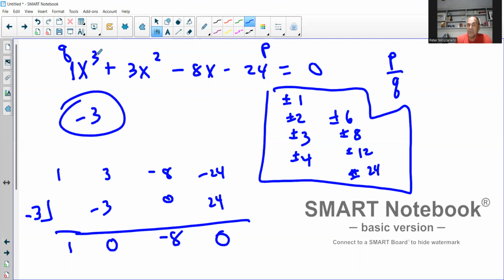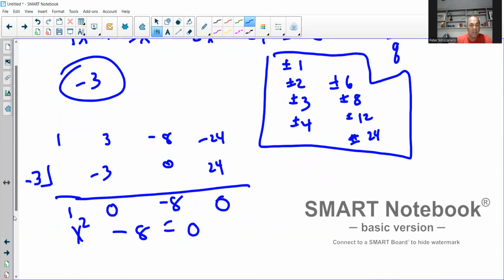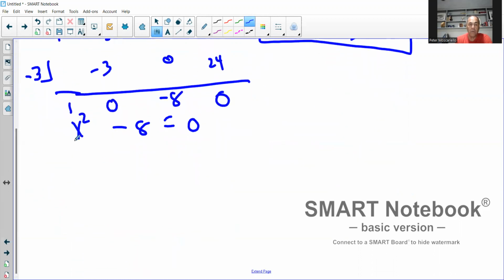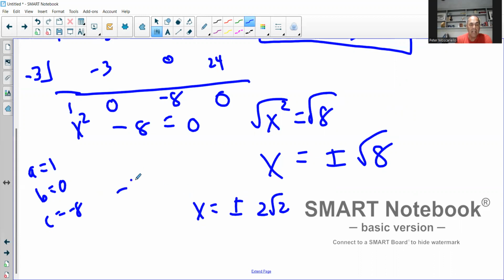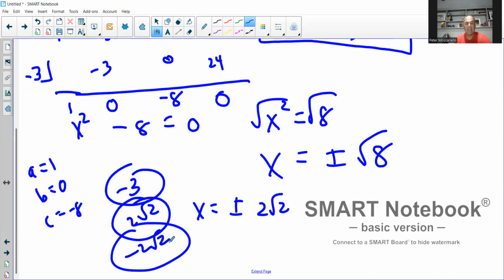Once you start with the cubic, now it's down to squared. So that's x squared plus 0x minus 8 equals 0. It's a quadratic, and we know how to solve quadratics. You can use the quadratic formula, where A is 1, B is 0, C is negative 8. Or you can add 8 to each side and take the square root. So x is plus or minus the square root of 8, which is 2 root 2. So your roots were negative 3, 2 root 2, and negative 2 root 2. That's how you do it.